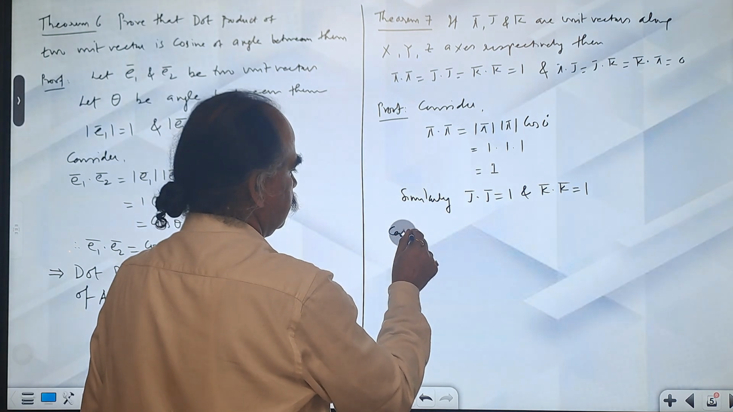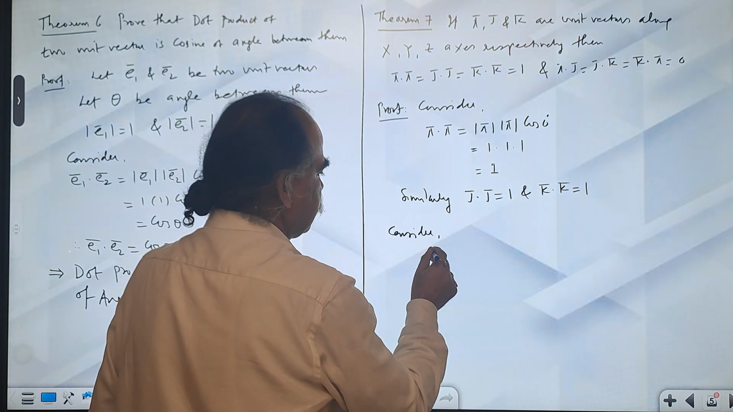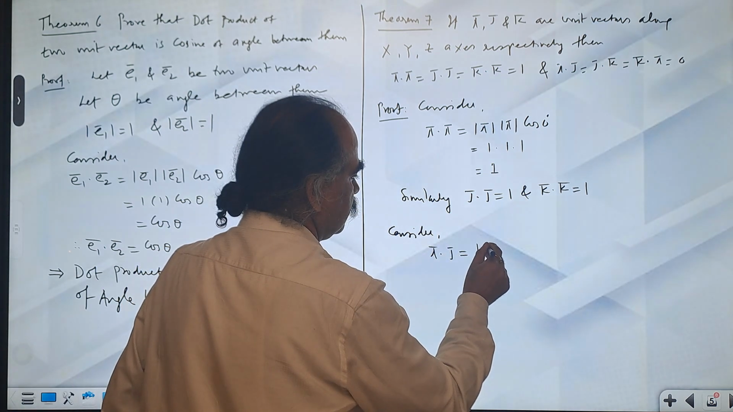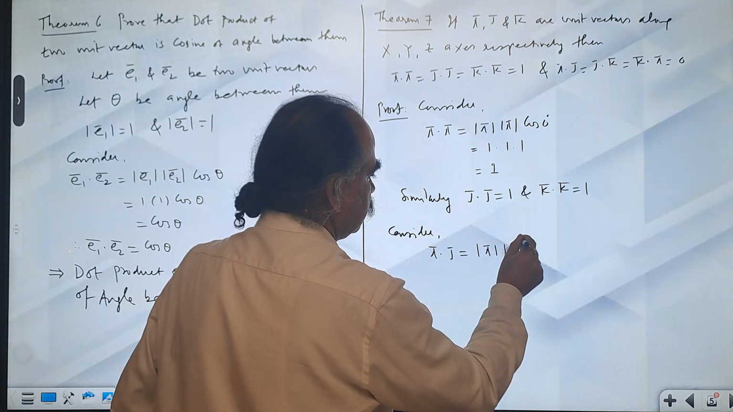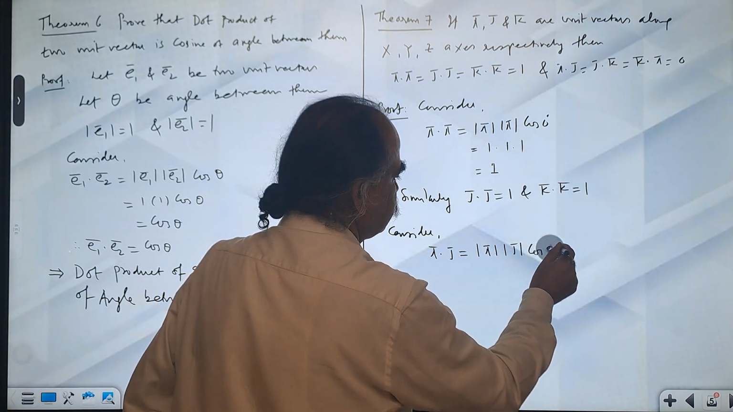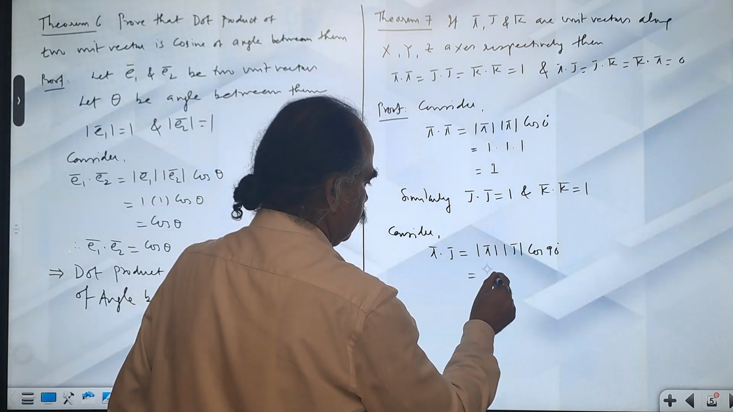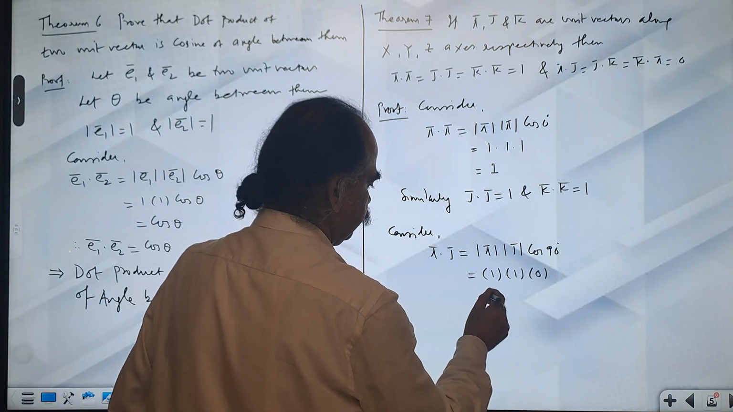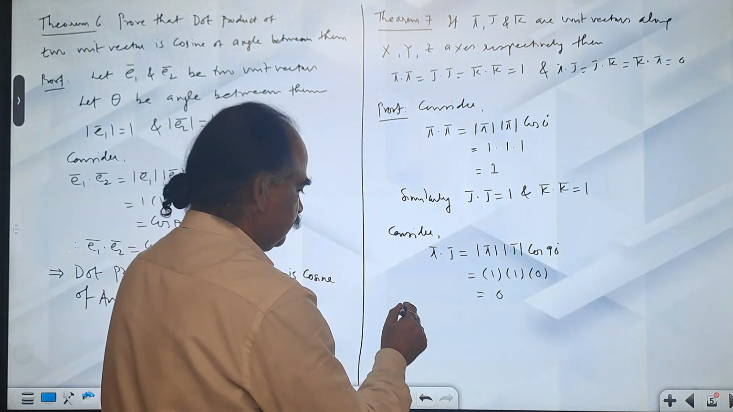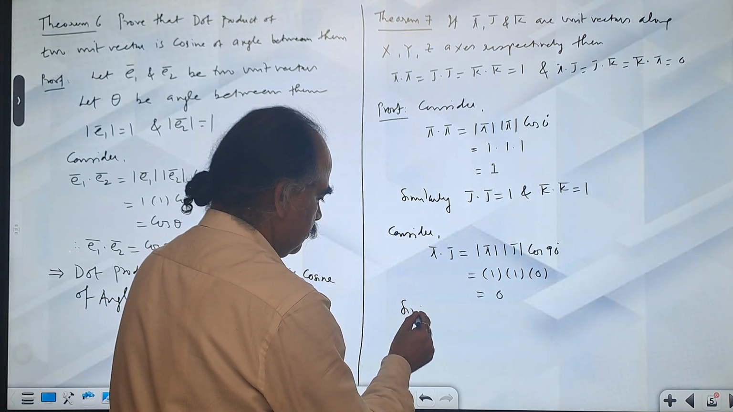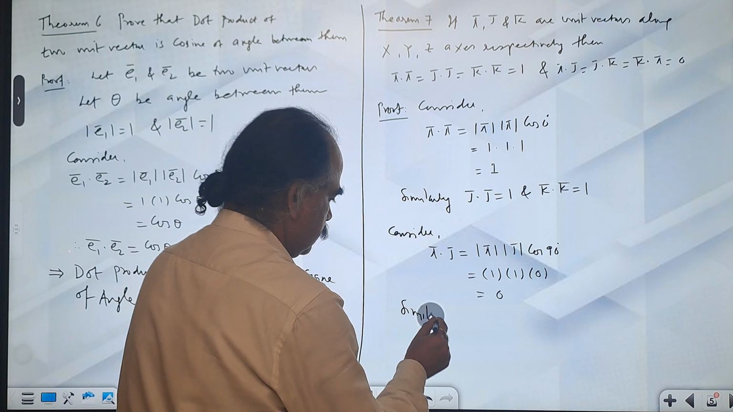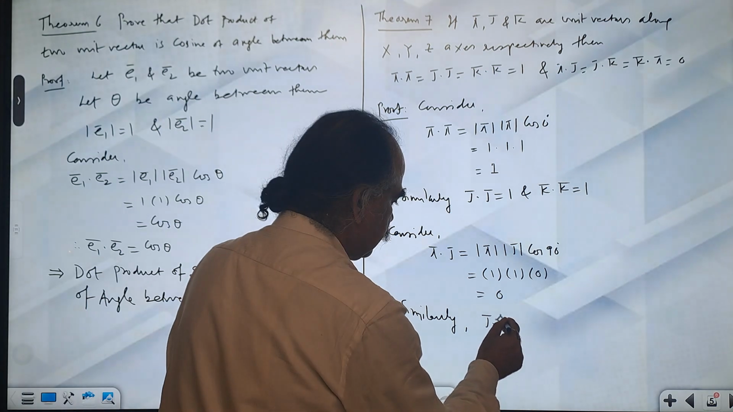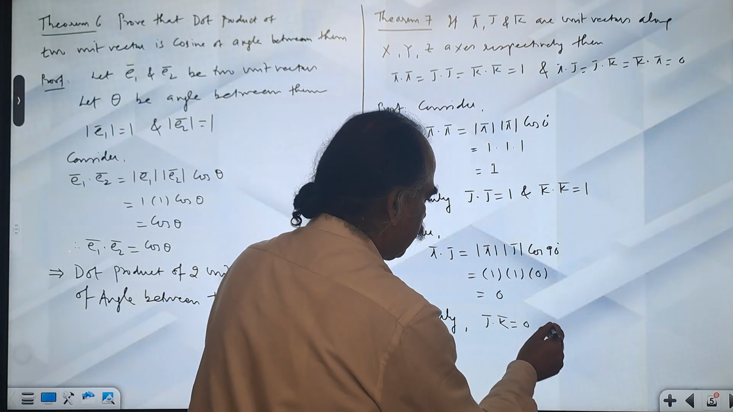Consider I dot J, which is mod I bar mod J bar cos 90 degree, 1 into 1 into cos 90, which is 0. Similarly, J dot K is 0 and K dot I is also 0.